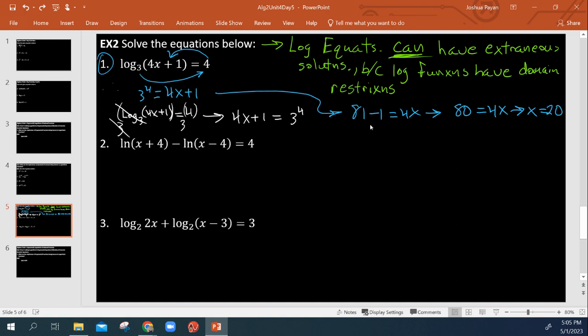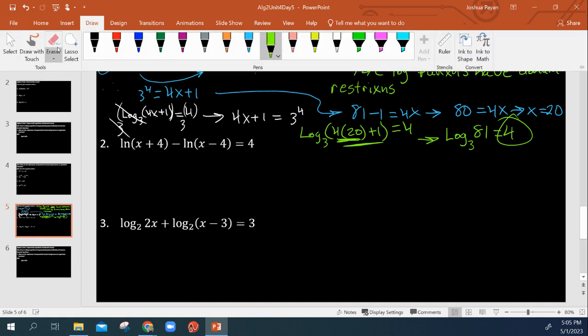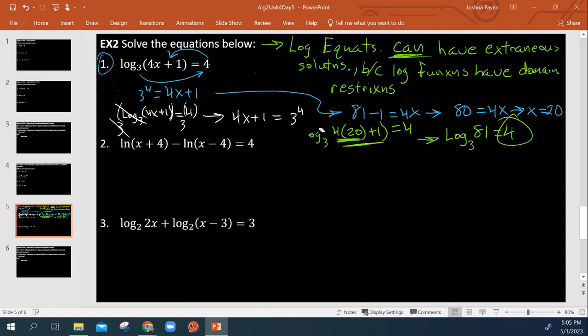Okay? And again, I can check my work just to make sure that this solution actually works. So if I said log base 3 of 4 times x plus 1 is equal to 4, 4 times 20 is 80, plus 1 is 81. So I have log base 3 of 81. And we, of course, know that that is, in fact, equal to 4. All we need is a calculator to prove that.